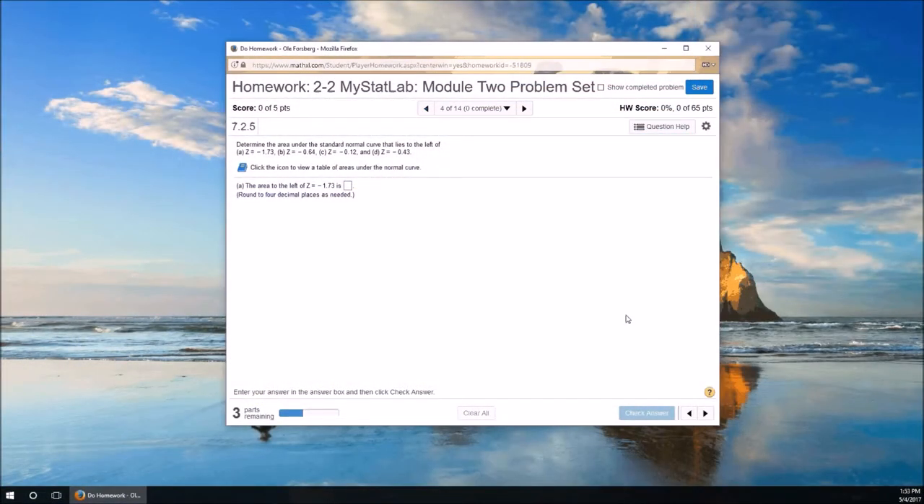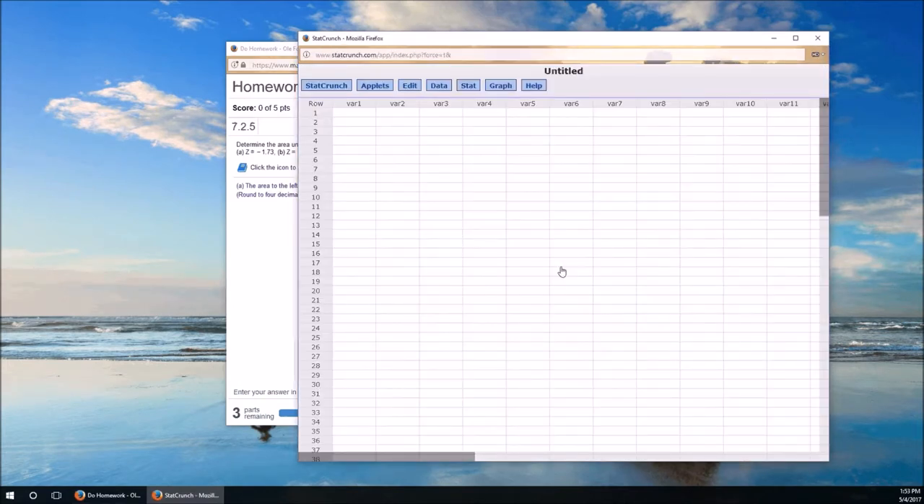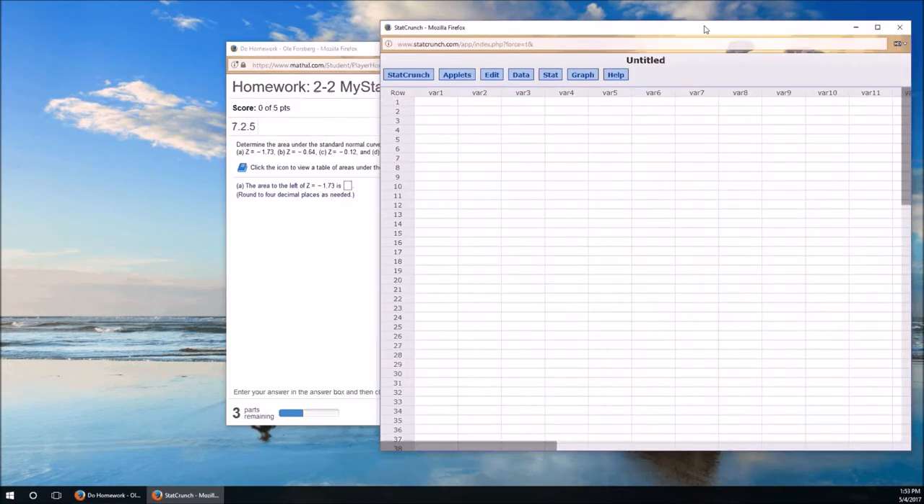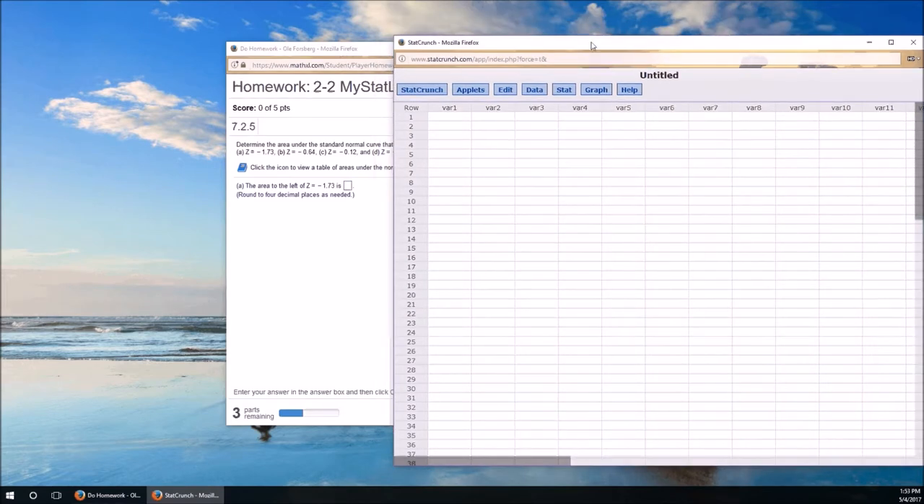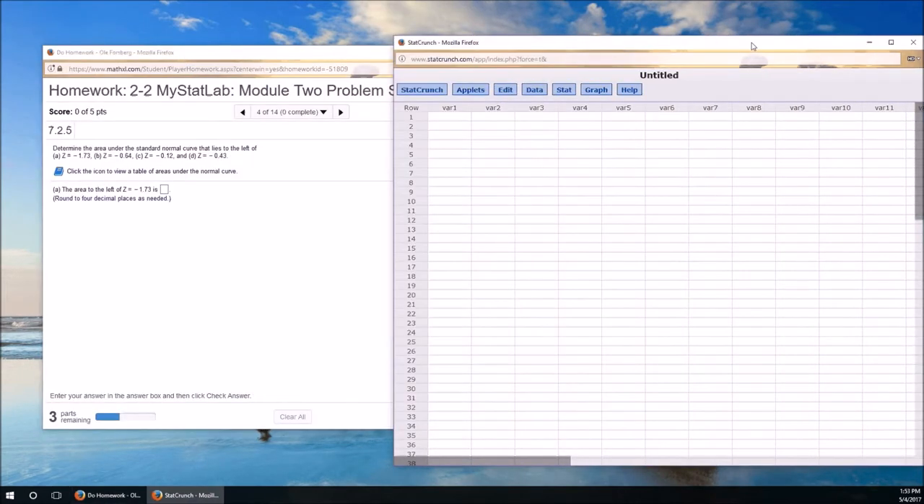The first step is to open up StatCrunch. Go to Question Help, StatCrunch. And this pops up for me, but I'm going to go into New StatCrunch because I like the look of it a little bit better. And here's New StatCrunch. So I'm going to move this off to the right and this off to the left. And let's get started, shall we?